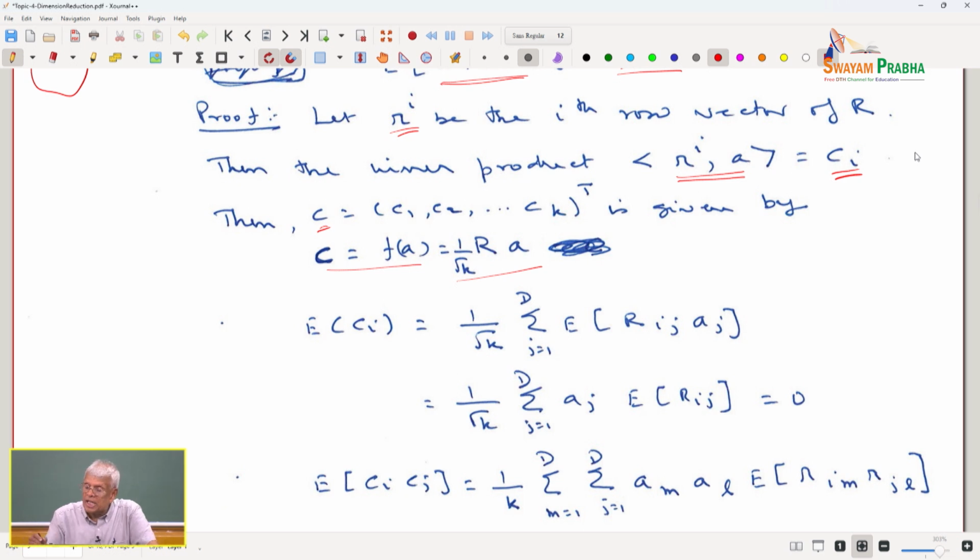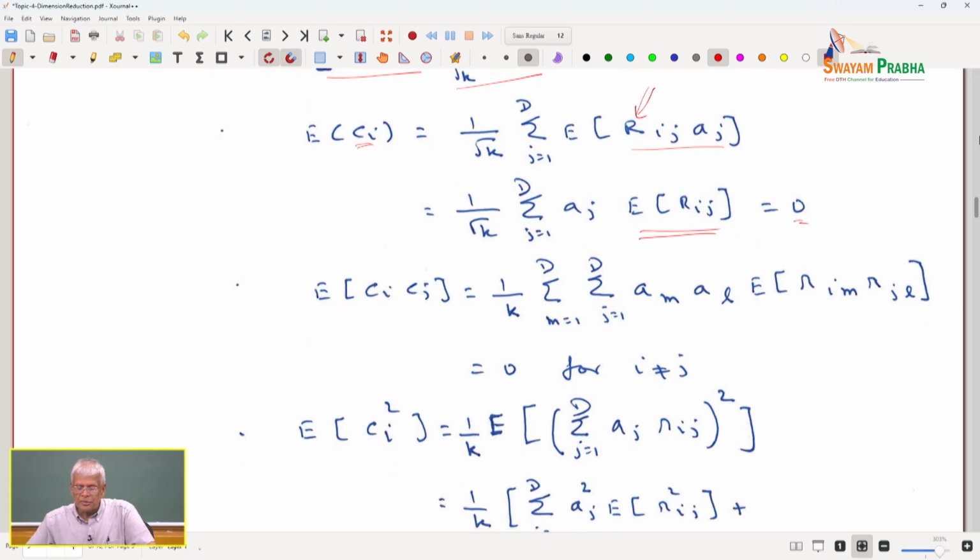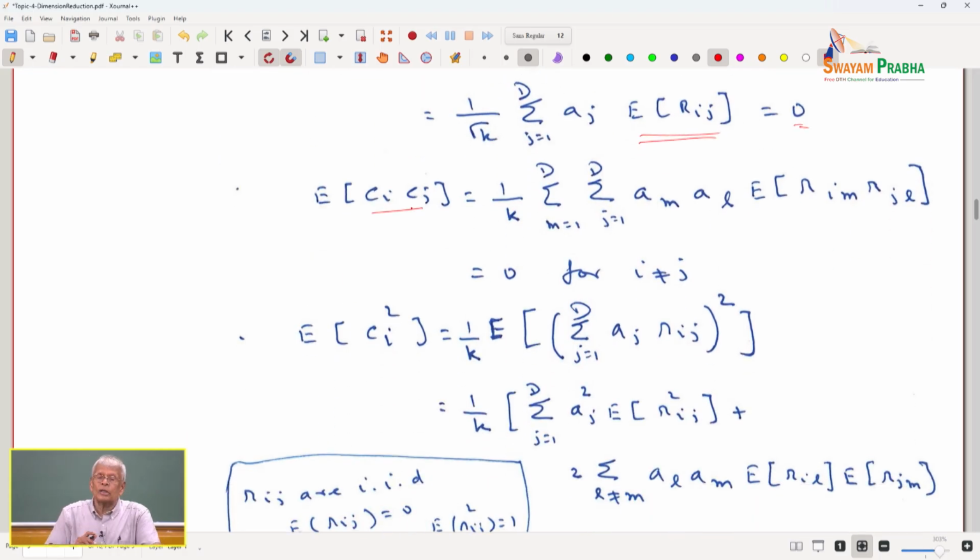We already know C_i is equal to the inner product of that. So the expected value of C_i, the ith component of the output vector, is 1 over square root of k times the summation of the expected value of this. Each one of these is IID, mean zero. Therefore, a comes out, and the expected value of R_ij is zero. So the output is a vector whose components, while being random, also inherit the mean zero property. Now I'm going to compute the correlation, or covariance, between C_i and C_j.